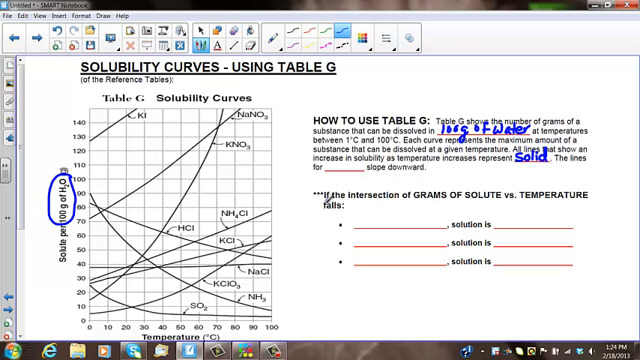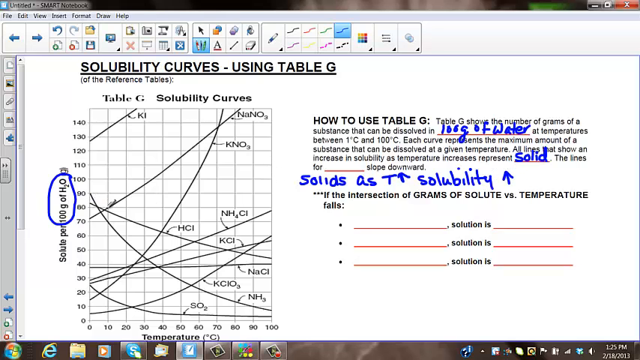If you had cold iced tea and a cup of hot tea, which one could you dissolve more sugar in? Well, absolutely the hot tea. Because with a solid, as temperature increases, solubility increases. So I'm just going to rewrite that down here. Solids, as T increases, solubility increases.